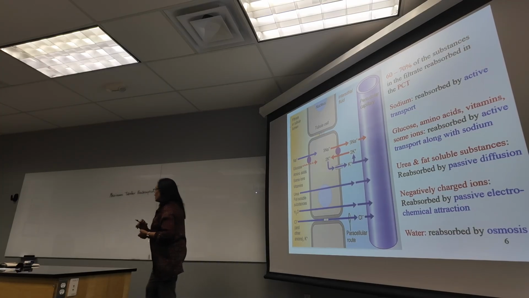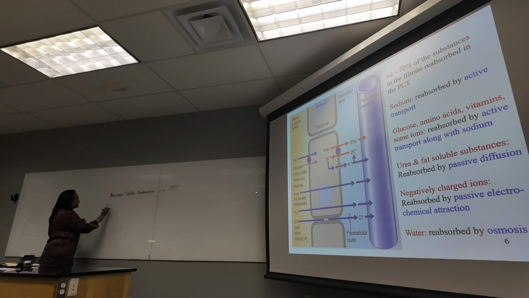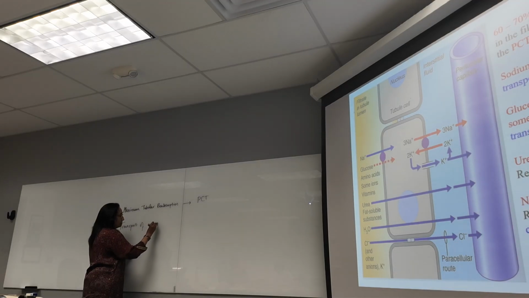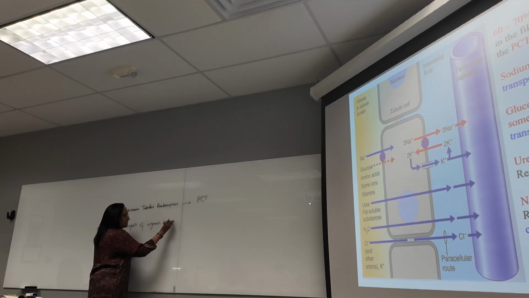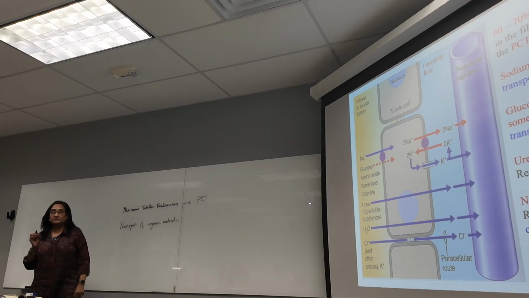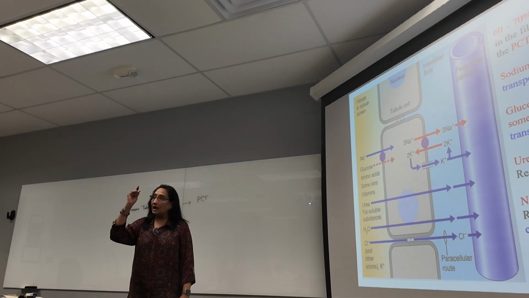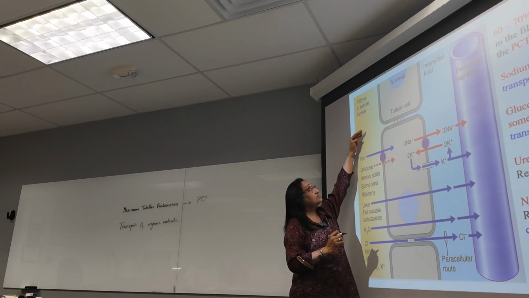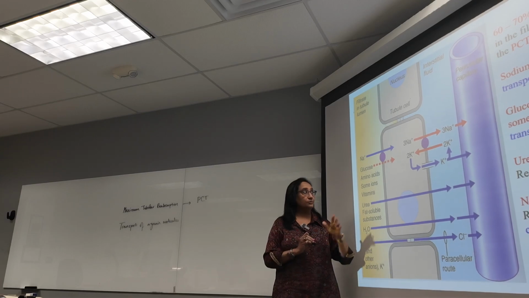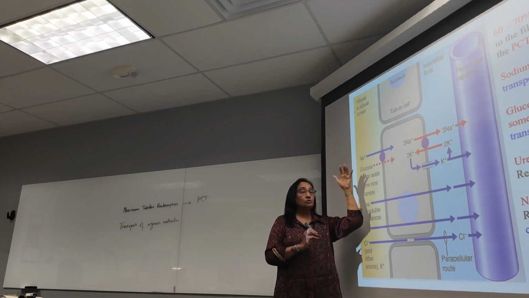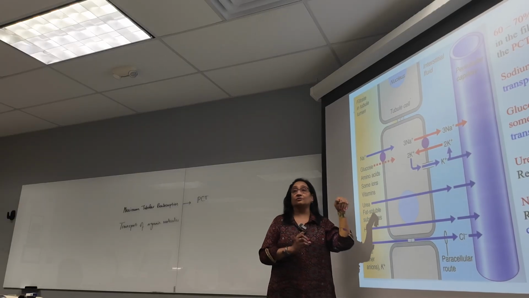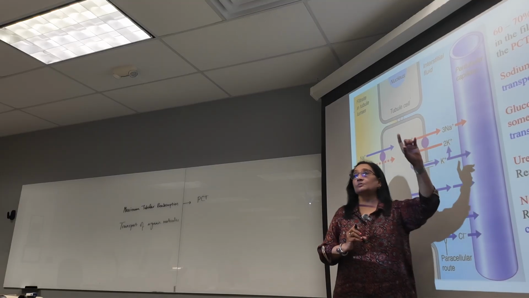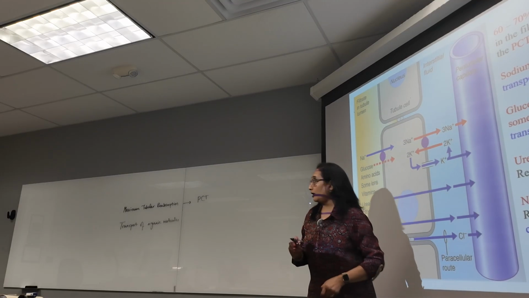Okay, so when you look at the transport of these substances, when you look at the transport of organic molecules, every substance has a maximum amount that can be transported at any given time. So as the filtrate flows through the proximal convoluted tubule, the filtrate has a lot of glucose, amino acids, but as the filtrate is flowing at any given time, there is a maximum amount that the proximal convoluted tubule can reabsorb. Okay?